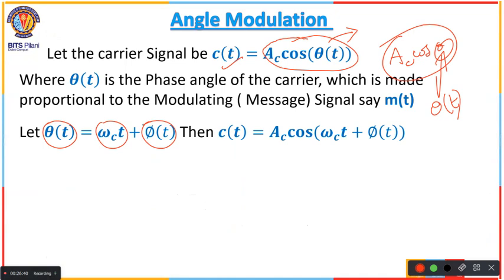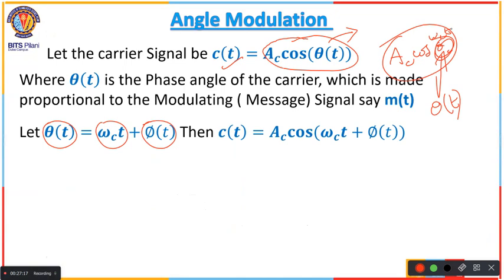See, I told you about this theta, Ac cos theta. Theta is the phase angle of a carrier wave when it is not modulated. That is going to be your theta c, or I say omega ct. If at all I vary the phase angle of the carrier wave, it is varied around and above omega ct. Have you understood this?